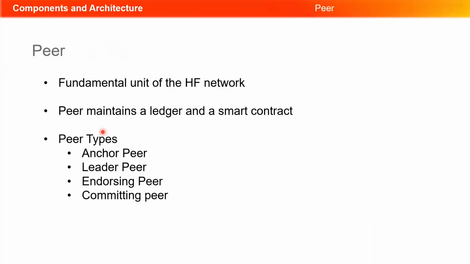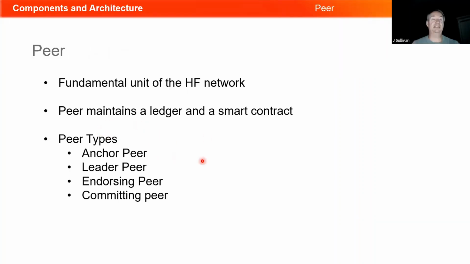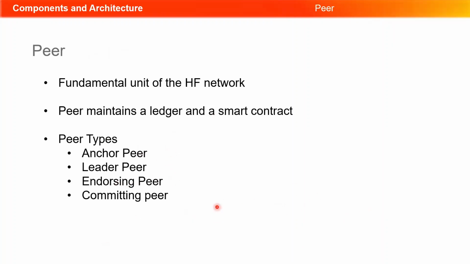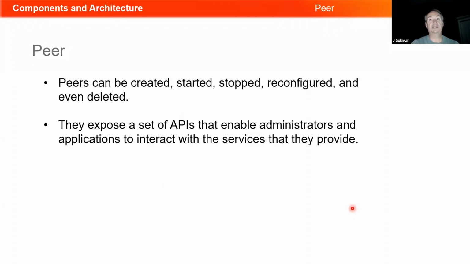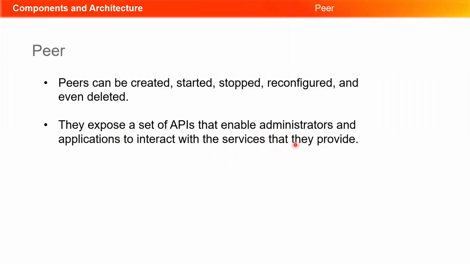So up here, we have our peer types. That's that fundamental unit of the Hyperledger network. So it maintains a ledger and a smart contract, and they also specialize. So we have anchors, endorsers, committing peers. So our peers are maintaining and connecting with the applications that run on the client side, the ledger and the smart contract. So as we build up our network, peers can be created, started, stopped, reconfigured. And with peers, there are a set of APIs.